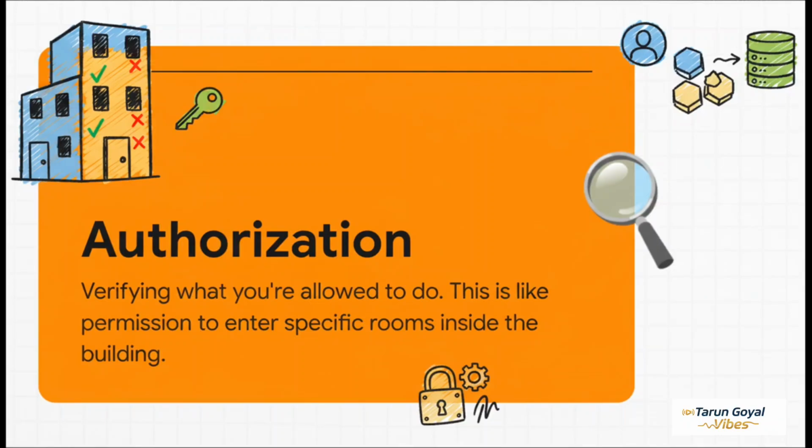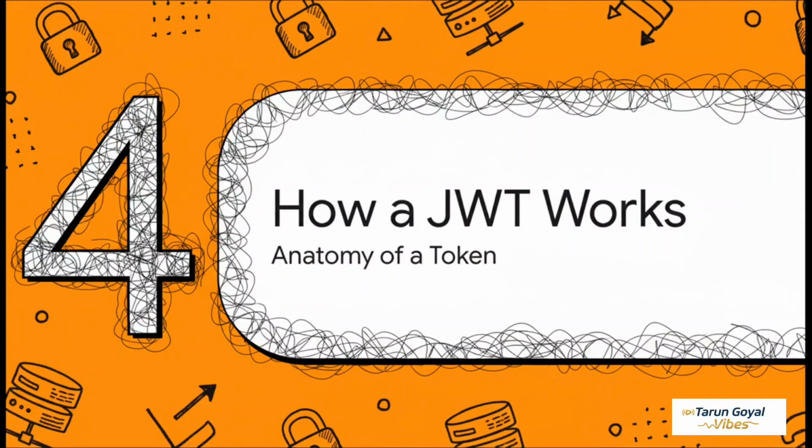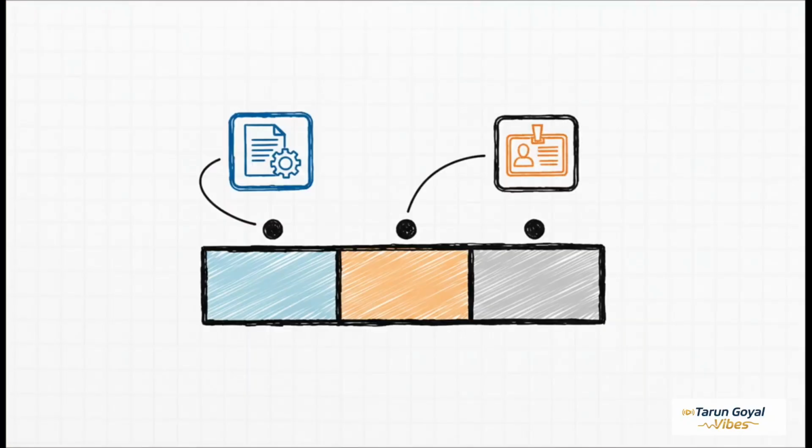Okay, so you're in the building. But where can you go? Your access badge, the JWT, might say you can go to floors 1 and 2, but you definitely can't get into the secure server room on the 3rd floor. All of those permissions are built right into the token. So how in the world can a simple string of text hold all of this information so securely? Well, to understand that, we need to pop the hood and take a look at the anatomy of the token itself.